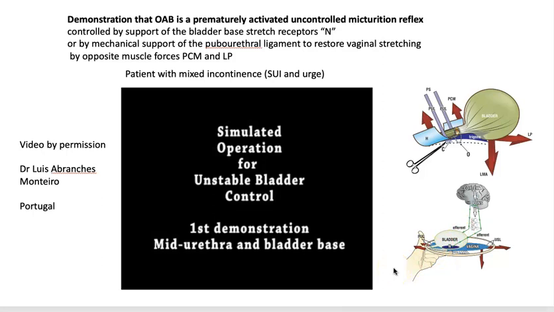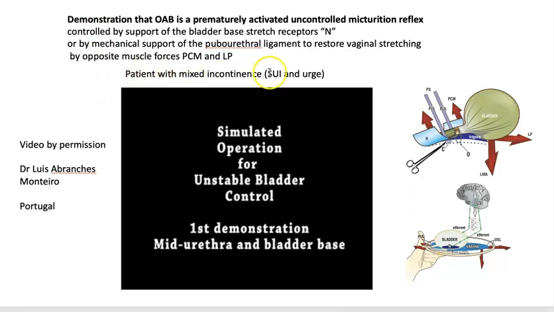With the unstable bladder, if these ligaments are loose, either pubourethral or uterosacral, these muscles that contract against it cannot stretch the vagina to support the stretch receptors. So the bladder fires off at a low bladder volume, and this is called bladder instability, or OAB.